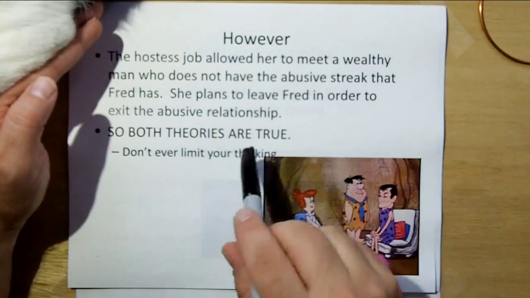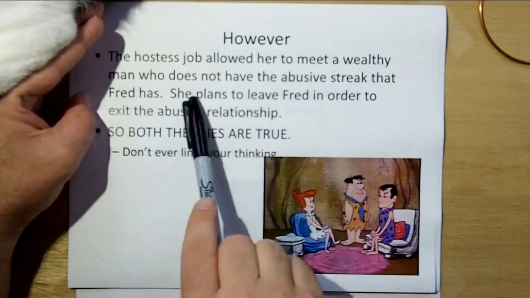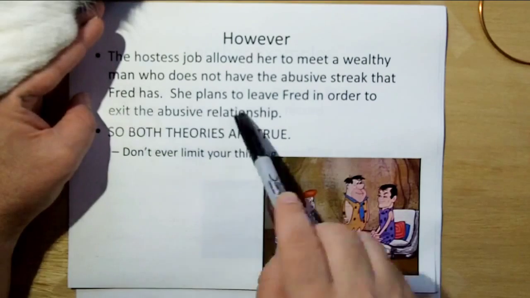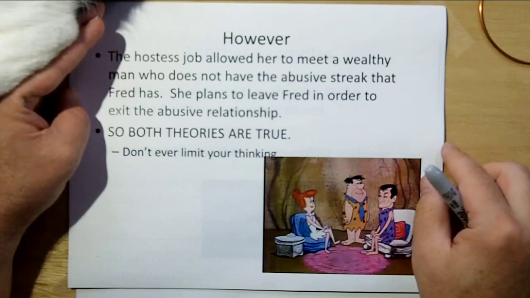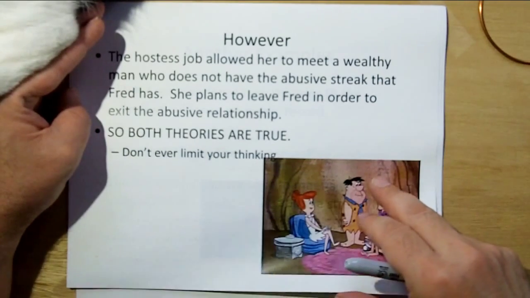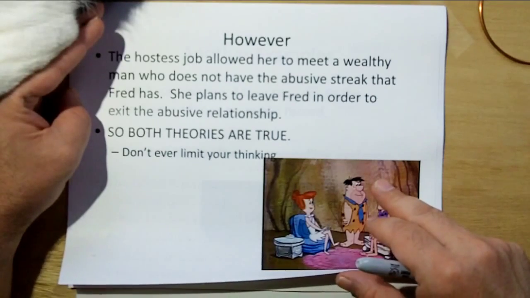However, the hostess job allowed Wilma to meet with a wealthy man, Stoney Curtis, who does not have the abusive streak that Fred has, and she's planning to leave Fred in order to exit the abusive relationship. So in fact, both theories could be true.